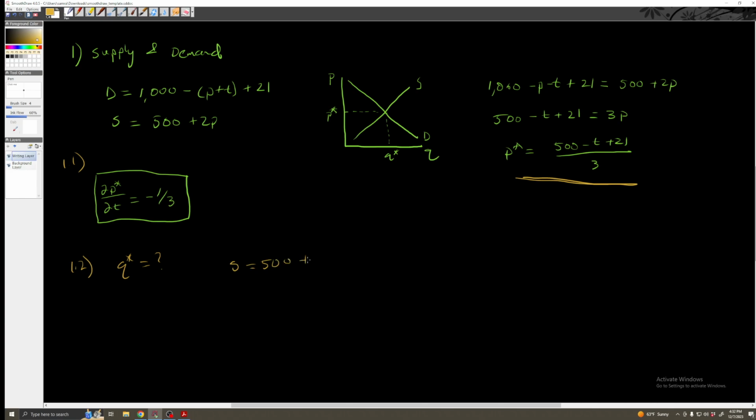Like this, 500 plus 2 times 500 minus T plus 2I all over 3. So this is equilibrium quantity. You could simplify this if you wanted to, but because it's not asking for Q star directly, I wouldn't bother, because actually what we want to know is how Q star changes when there's a change in income. So again, we just take the partial derivative. This is going to be 4I over 3. That's the only term with I in it, so we don't care about the other ones.